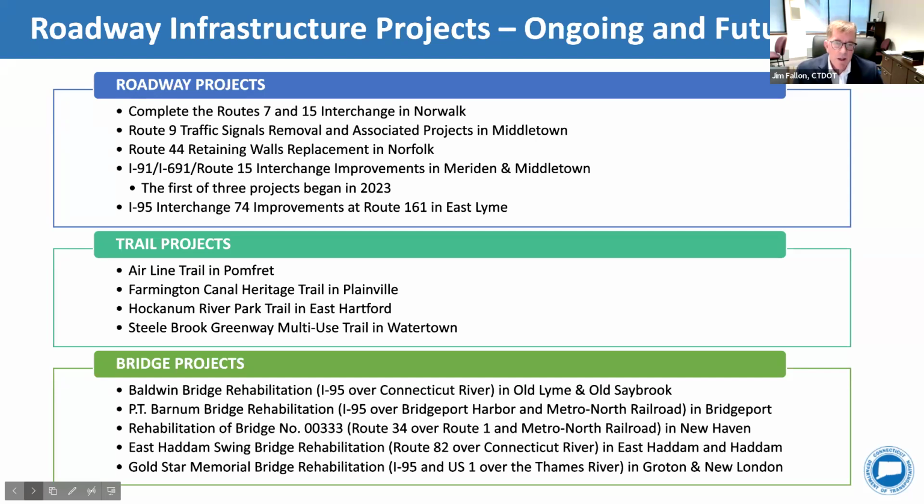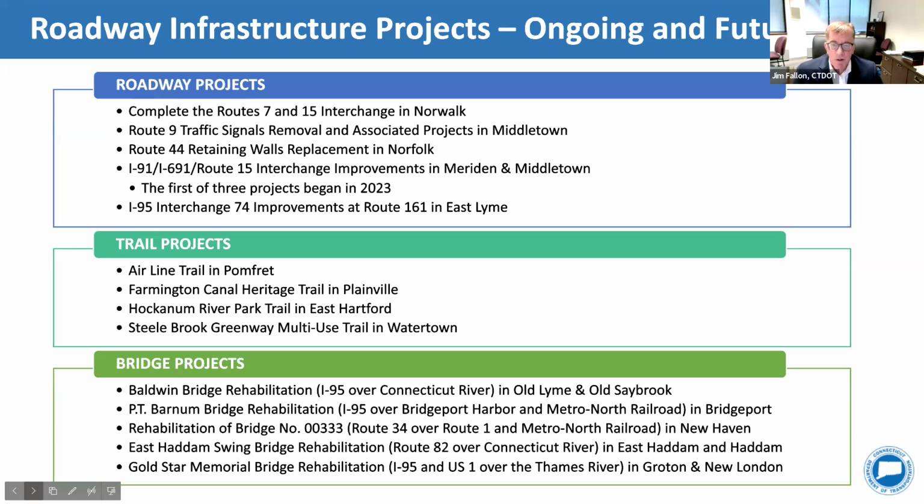So we're going to be, within the next couple of years, looking at a reconstruction of the 7 and 15 interchange, looking at the Route 9 traffic signals. The 44 retaining wall project in Norfolk will be ongoing in construction this year. There's a series of projects that are planned for I-91 and I-691. Two of the three phases are active in construction and ongoing for the 95 improvements at interchange 74.